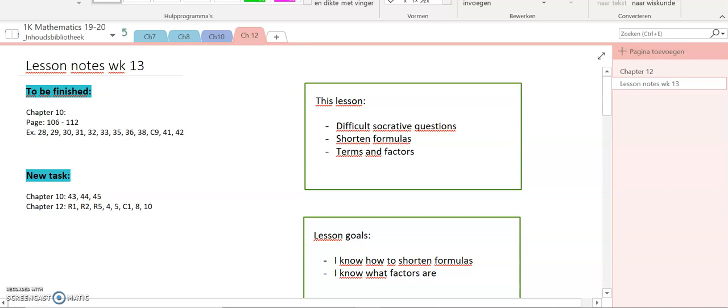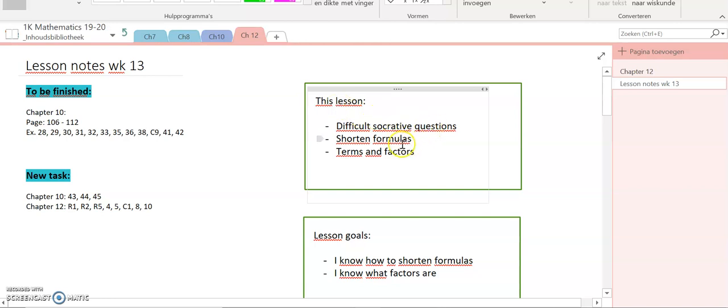In this second video of this week, we're going to start with chapter 12. Make sure that you finish chapter 10 first. So if you didn't finish exercise 43, 44 and 45, please do that first and then you can start freshly with chapter 12. In this video, I would like to discuss the difficult Socrative questions.